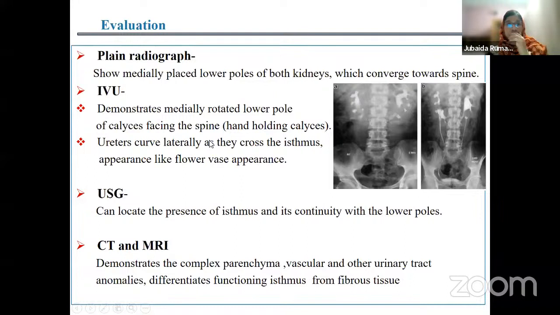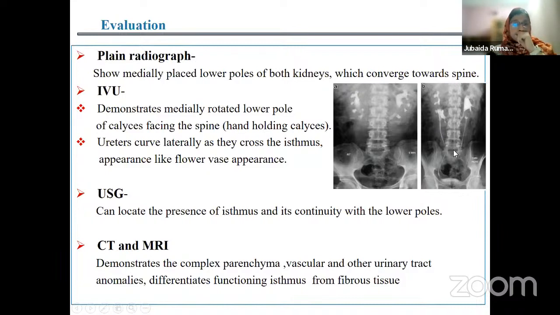And if we do IVU, which nowadays is not commonly done, it can demonstrate the medially rotated lower pole calyces facing the spine, like a hand-holding calyx. And the ureters curve laterally as they cross the isthmus, giving a flower vase appearance. Just in the picture, we are seeing the flower vase appearance.